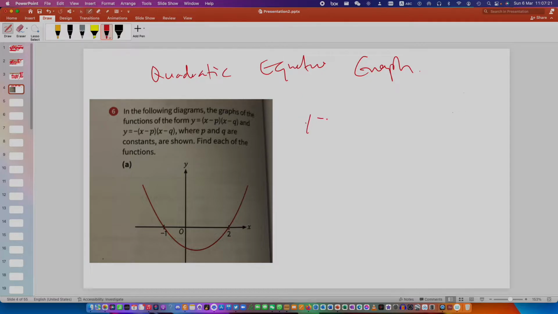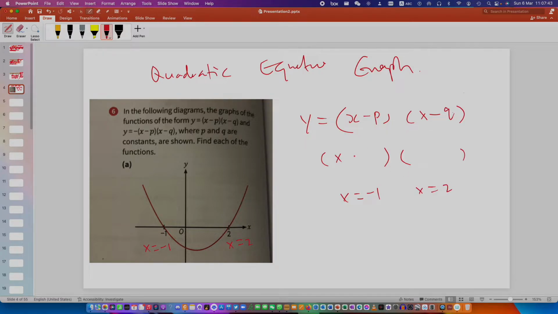So you have this y equals to x minus p, and then x minus q. Okay. So what are the roots here, by the way? So x is equal to -1, x equal to 2, right? So how do you get the roots? By looking at the graph. Yeah. So the roots are x equal to -1, x is equal to 2.